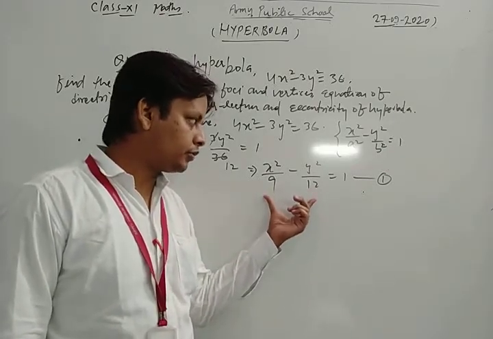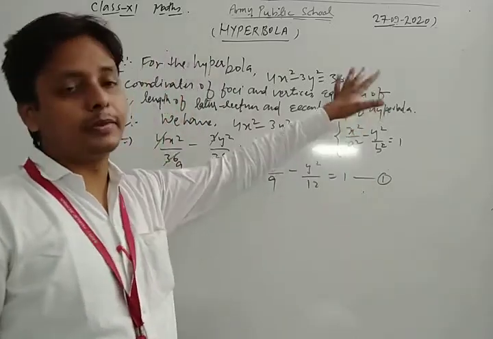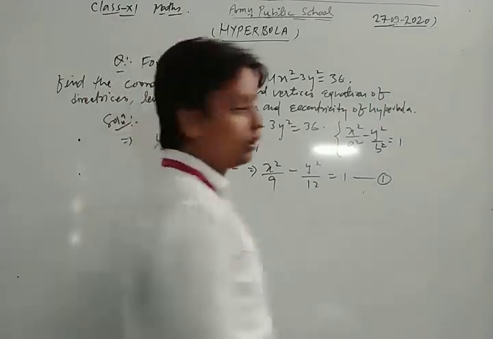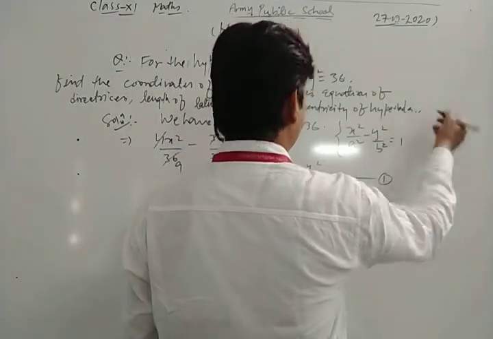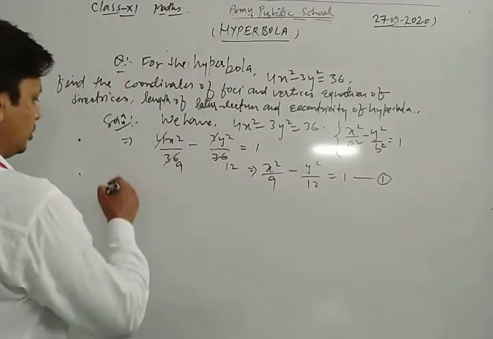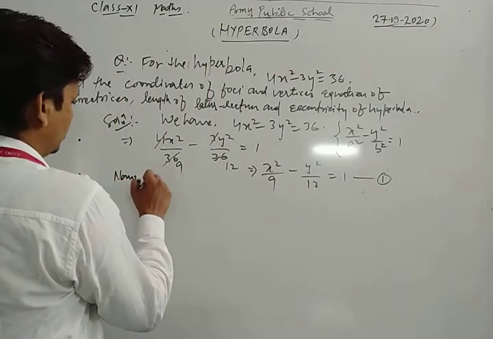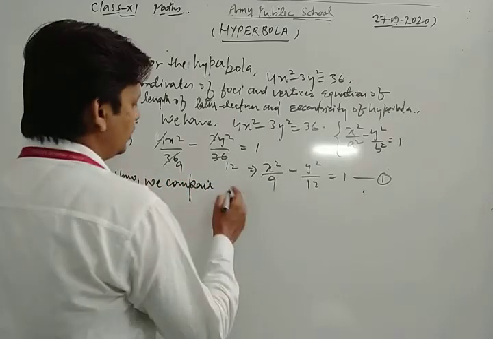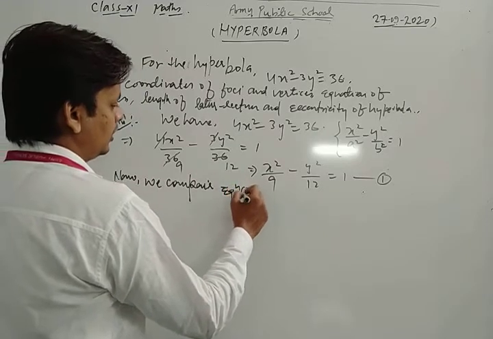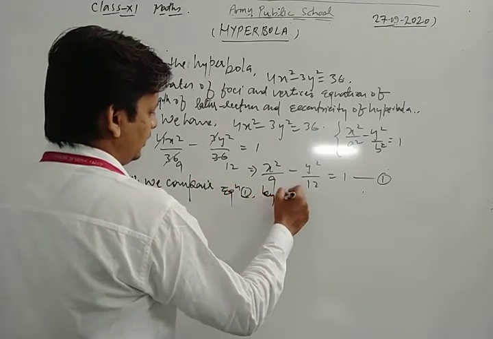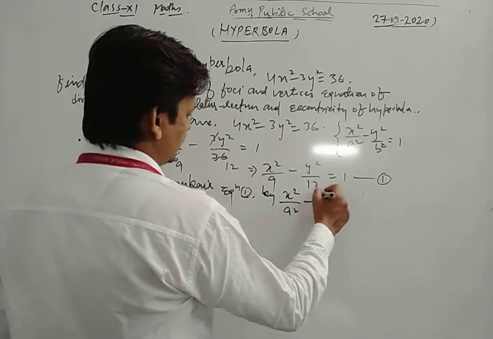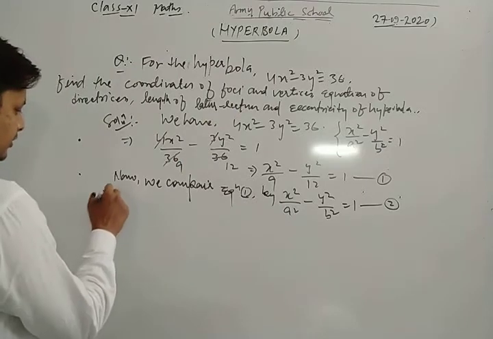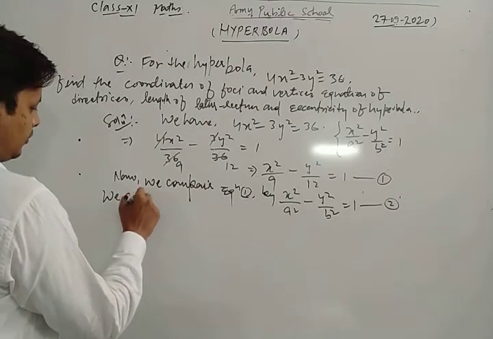Now we compare the given equation with this. We also find the length of the transverse and conjugate axis. Now look, now we compare equation 1 with x square upon a square minus y square upon b square is equal to 1. Take this as equation 2. Then we get what, dear friends.